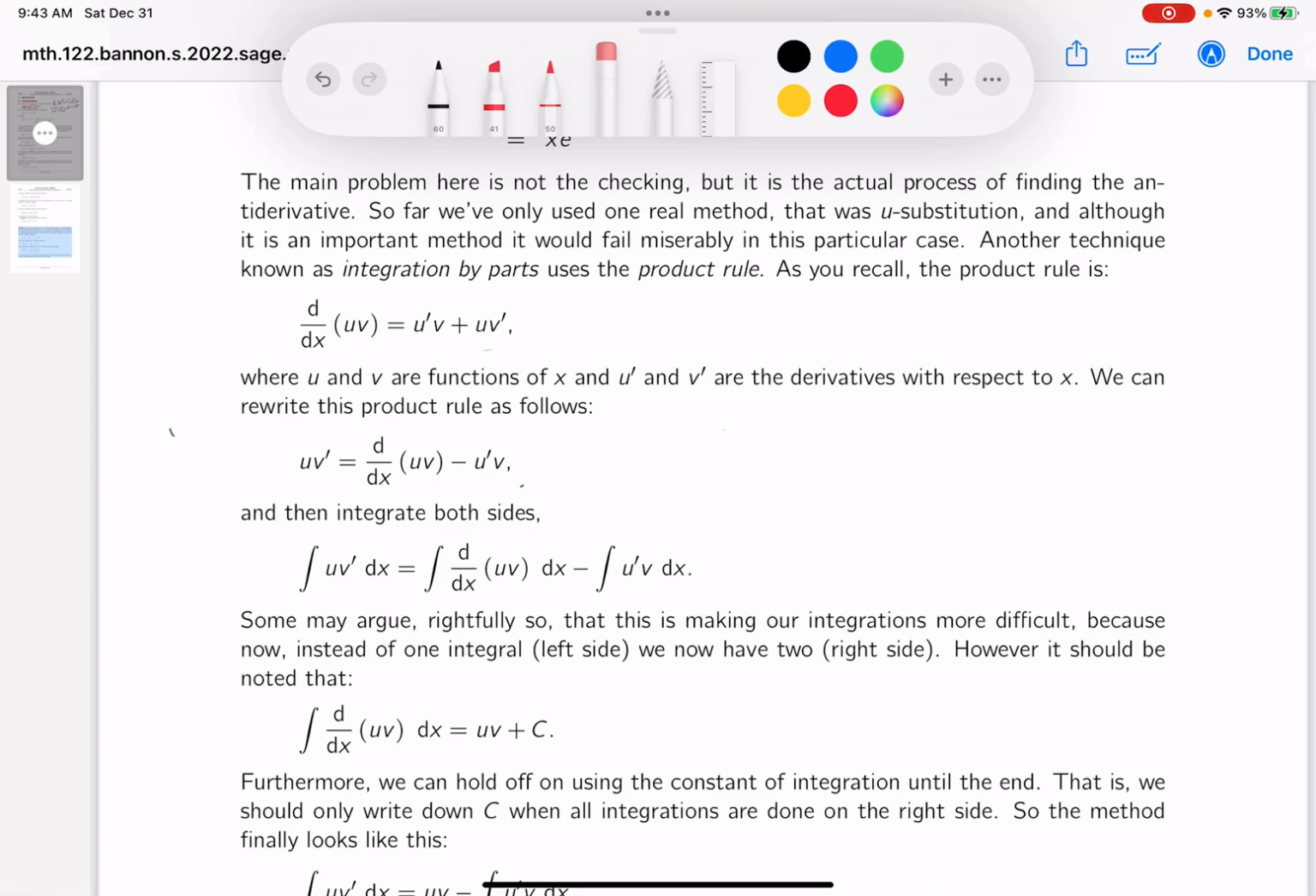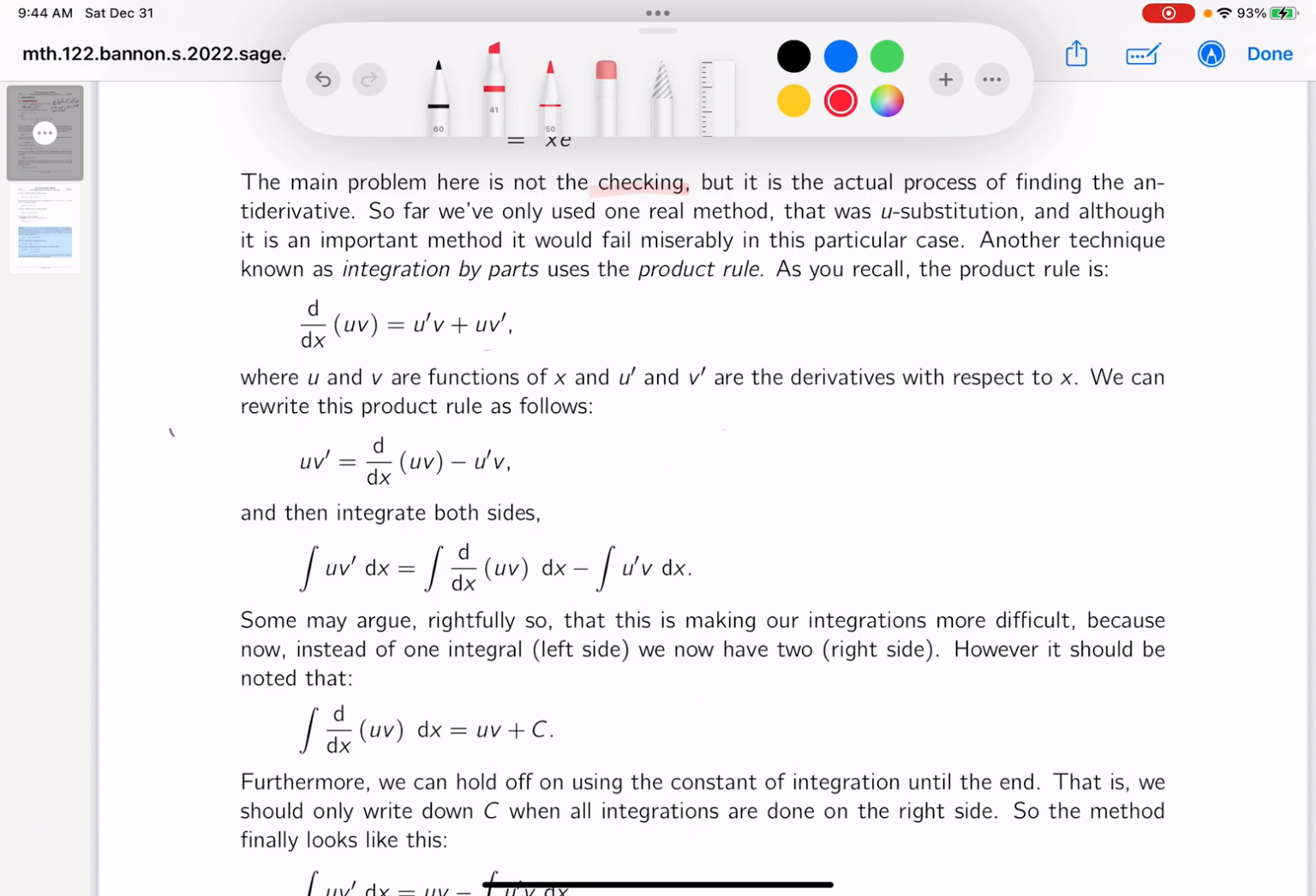All right, let's take a look. And we just checked. The main problem is not really checking. The main problem is how did they do it, all right? Certainly we have some techniques that we've used before, like substitution. That's an important technique, and it does work. It's not going to work in that one.